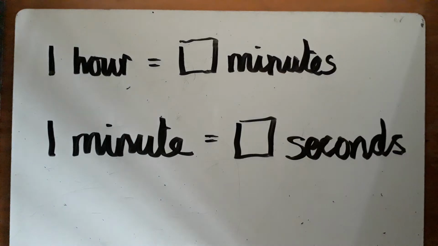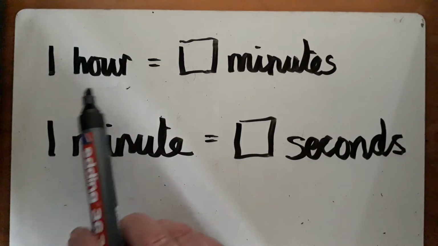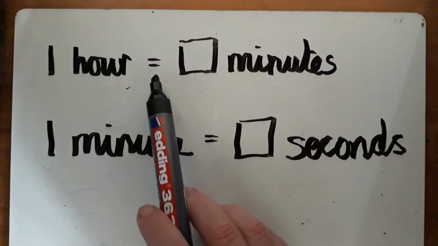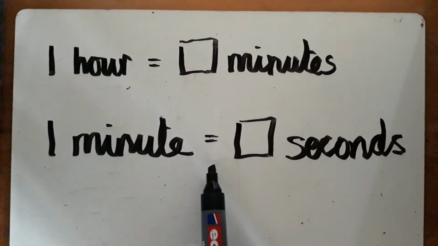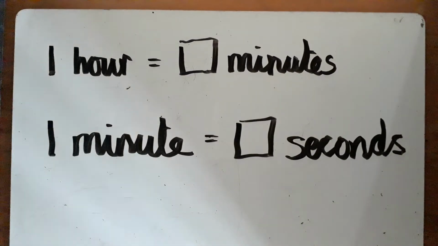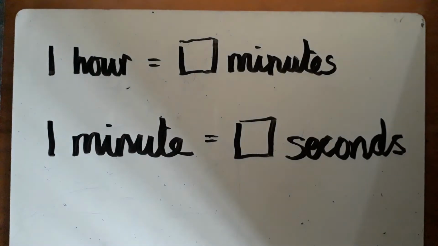So I would like you to copy the sentences onto your whiteboard. 1 hour is the same as how many minutes, and 1 minute is the same as how many seconds, and complete them please, and then check your work.